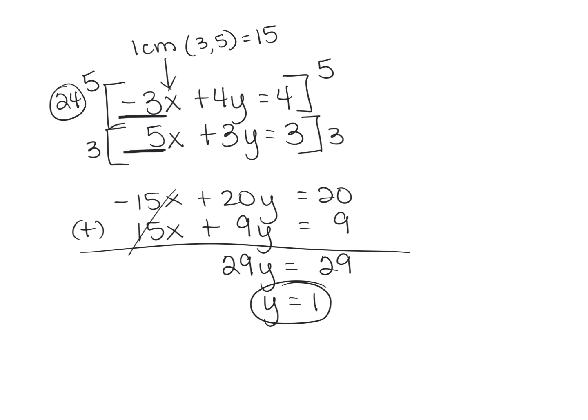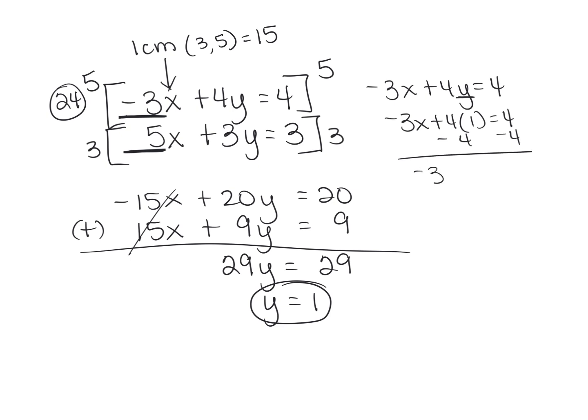So I go back to one of my original two. So I have -3x plus 4y is equal to 4. And I'm going to plug this 1 in where that y is right there. So I have -3x plus 4 times 1 is equal to 4. So then I'm going to subtract 4 here and here. I have -3x is equal to 0. So x is equal to 0 after I divide by -3. So the solution is the ordered pair point x, y.